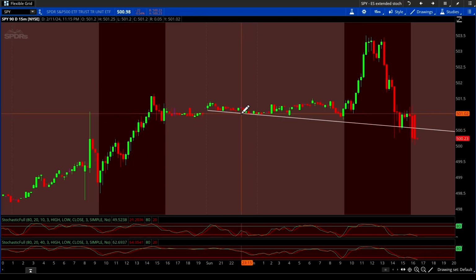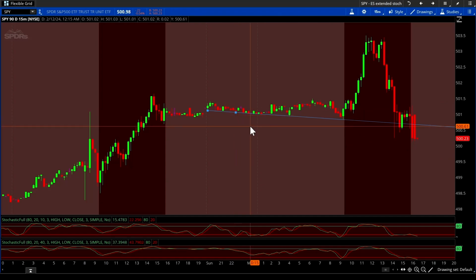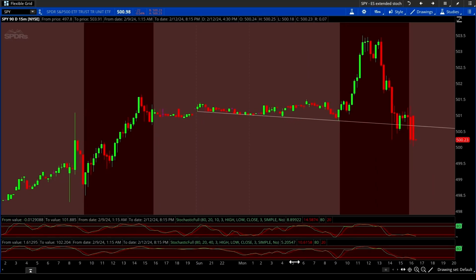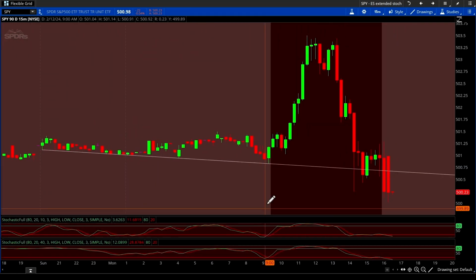Whoops, no, sorry. Right there. You would want to do it here and here because you can see price hitting here, and that's how you know it's the real deal. If we zoom in, here's the candle at 9:15 that hit it. So this is the line that we want to pay attention to.